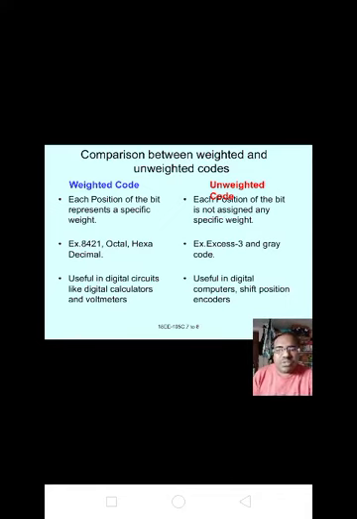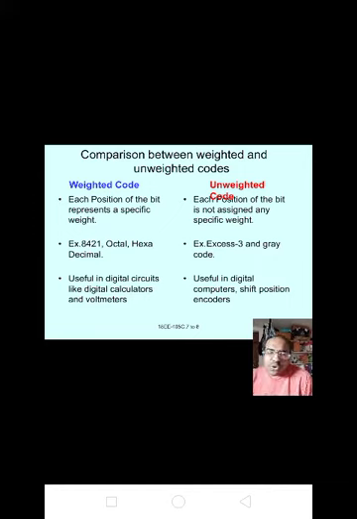Weighted and unweighted codes. Weighted code means each position of the bit represents a specific weight. Unweighted code means each position of the bit is not assigned any specific weight. Examples of weighted code are 8421 or BCD, octal, and hexadecimal.